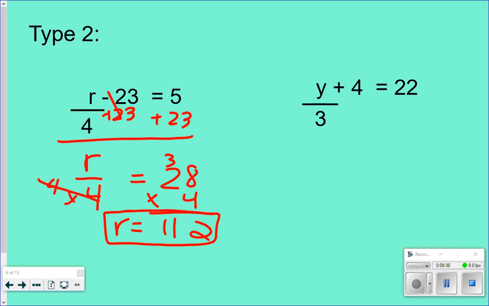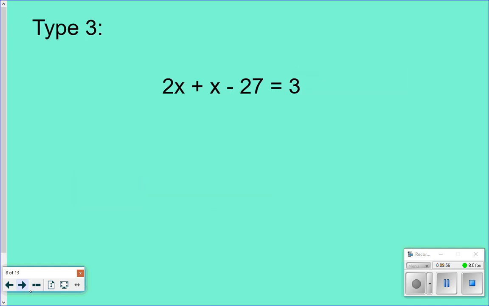I have one more type I have to show you, okay? Any questions on this? Do I need to do another one with you? Are we good to go on that? Okay. All right, so here's the last type. This is type 3. Type 3 has a few steps before you need to solve.